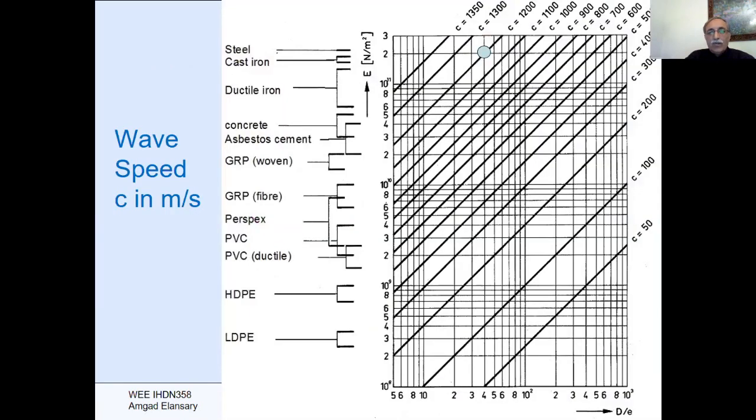Another beautiful chart you will find in the literature. Here you have D over e, and you have the Young modulus of elasticity for different pipe materials. If we select D over e as 40, which is this vertical line, with a steel pipeline, you will find we are in the order of 1200 or 1225. If you are accurate in your calculation, you will find more or less the same answer as this value.